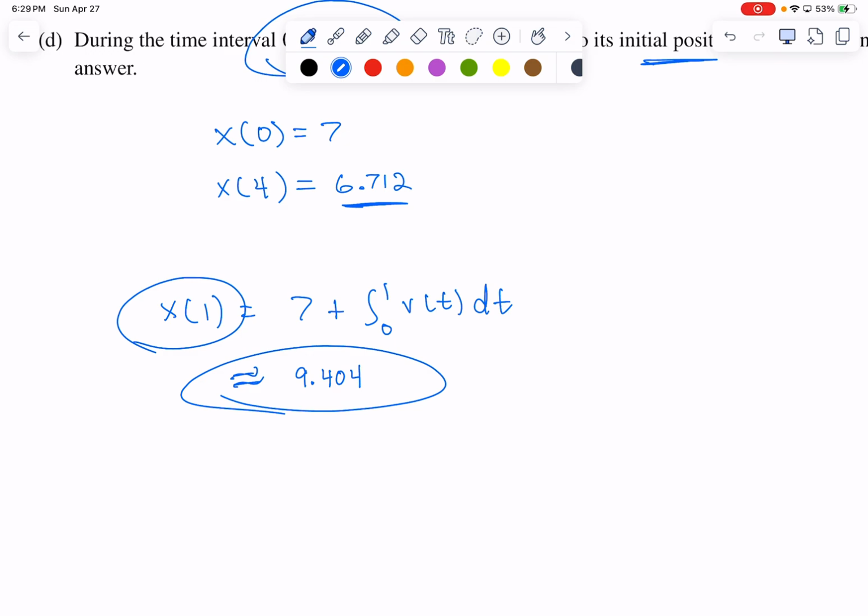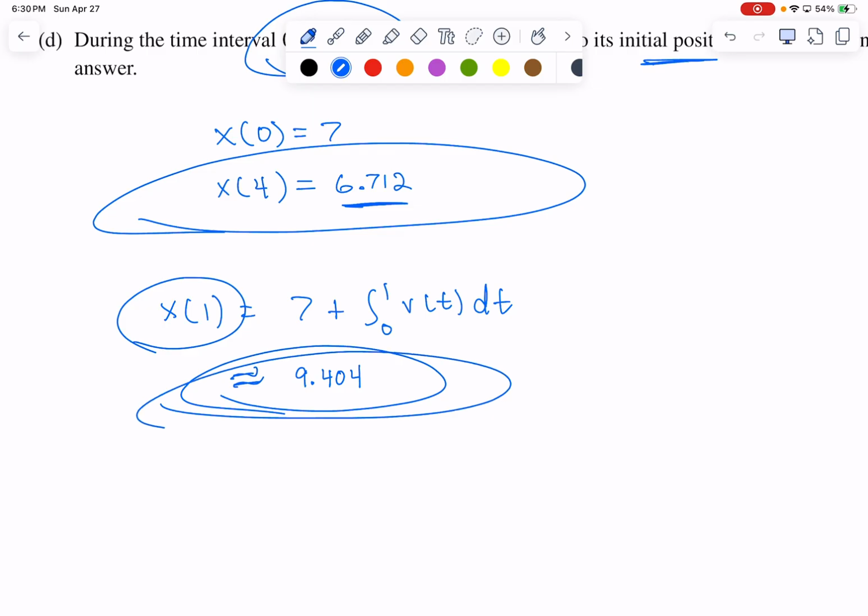Is there a value that goes below it? From part C, we know at 4 seconds it's below 7. So I need to prove that it went through 7. Is there one above 7? Is there one below 7? So by IVT, it had to go through what? It had to reach its initial position again. So 9.404. Okay? Any questions there?